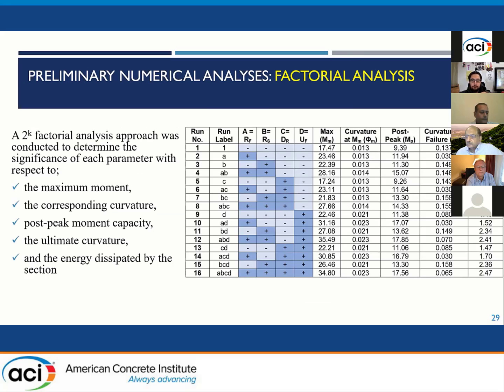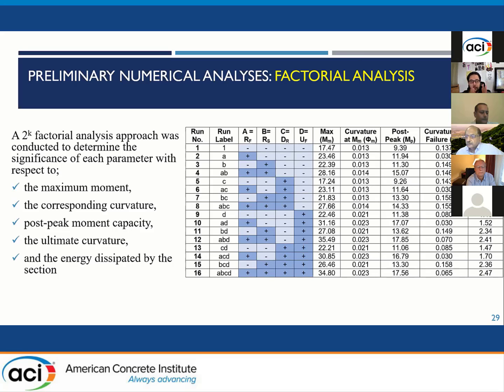So when multiple factors contribute to the behavior of an element, we could run a full or a fractional factorial analysis. For the sake of time and because of the number of runs required, we started with a fractional factorial analysis, where we tested, as I said, the different parameters at high and low levels, and we checked the interaction.